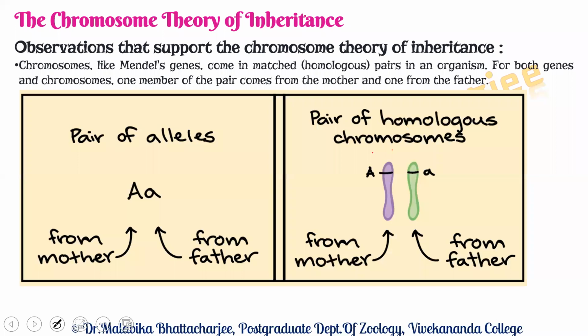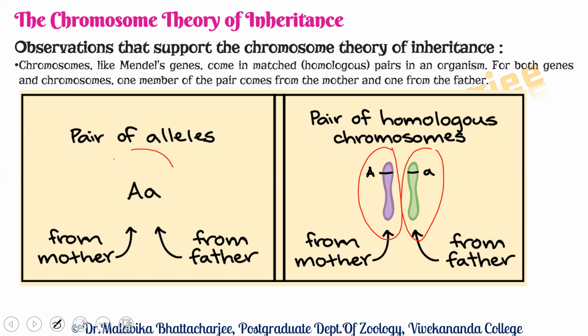You see that the A allele is present in the chromosome coming from the mother, and the small a allele is present in the chromosome coming from the father. As I said, when Mendel did his experiments, the chromosome theory of inheritance had not come up. As you can understand, he did his work around 1864 to around 1884. So he was not aware of any of these concepts.